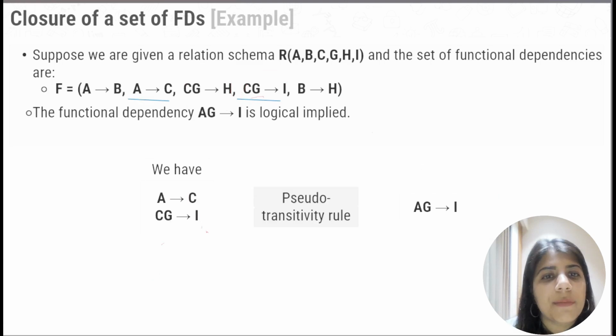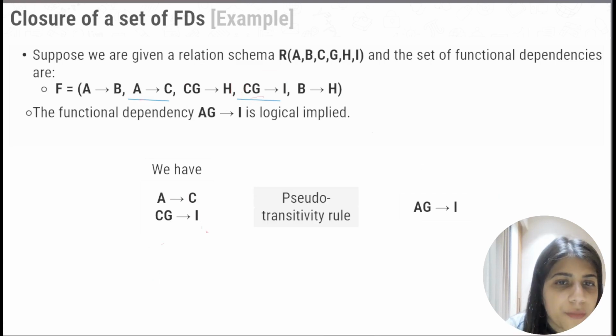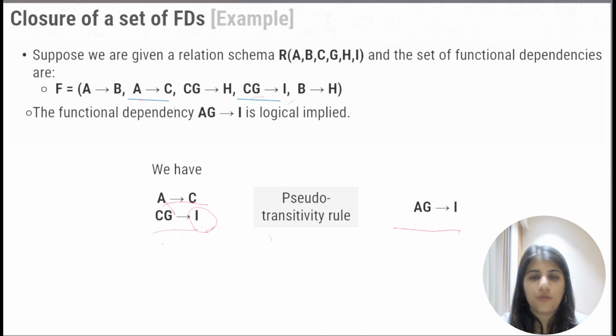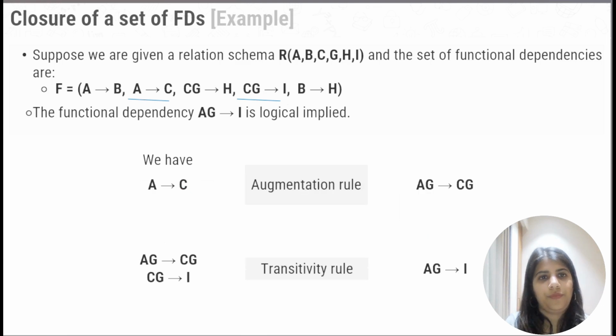एक और क्लोजर निकालते हैं हम इसमें से. अगर आपको यहाँ पे दिख रहा है A can determine the value of C and CG can determine the value of I. Which rule can be applied over here? We can apply the pseudo transitivity rule. Over here A can determine C and CG can determine I, so we can also say that AG can together determine I's value. So this is my pseudo transitivity rule.